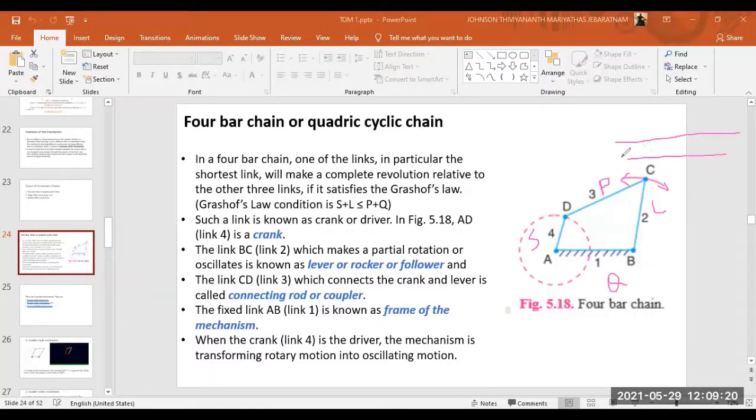A gutter here, right? If I have a gutter here and I fix something like this, what will happen? When this one oscillates this way and this way, this will reciprocate back and forth. So here the rotary motion is transformed into reciprocatory motion, right? Like this, we can make different types of motions.